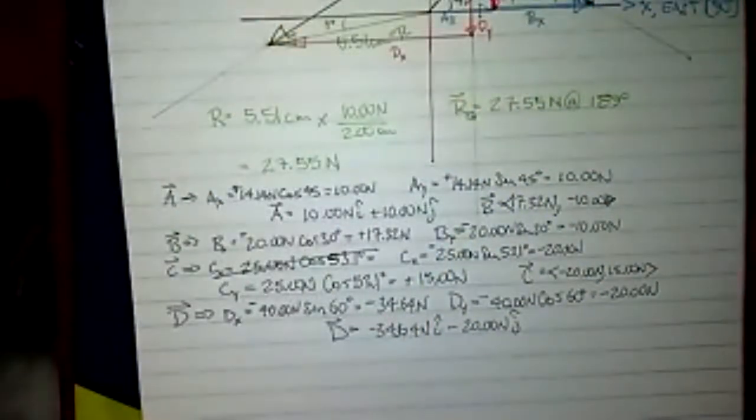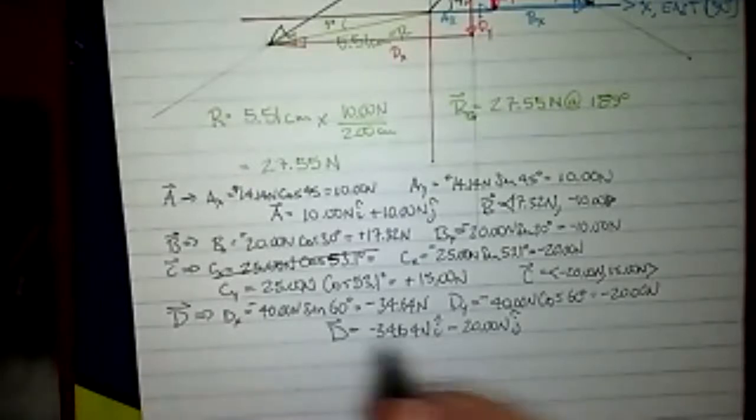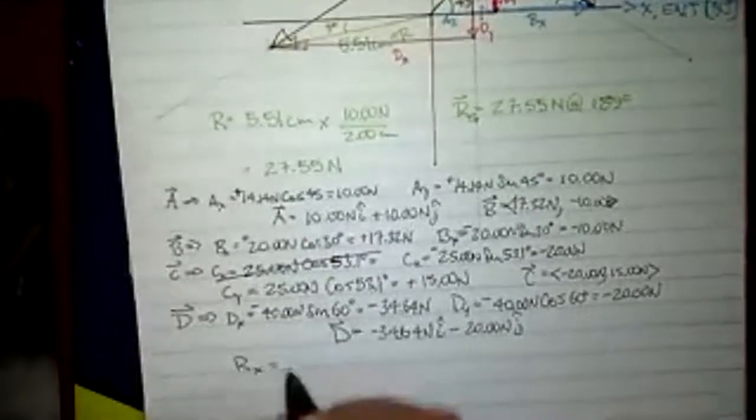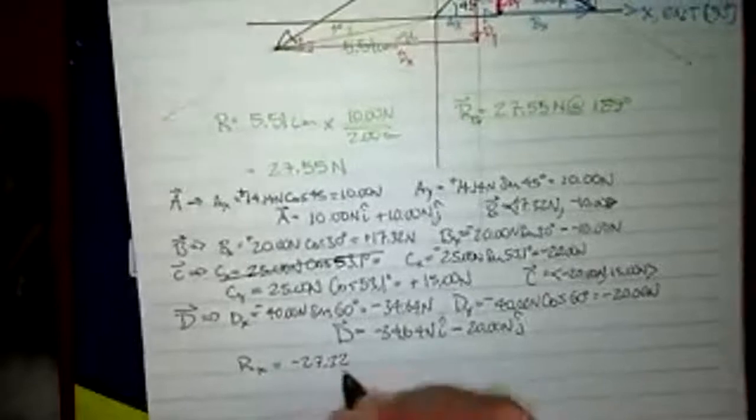So I'm going to do 10 plus 17.32 plus negative 20 for the C, and then plus negative 34.64. Now I add all those up, and I get negative 27.32. So R sub X is negative 27.32 newtons.